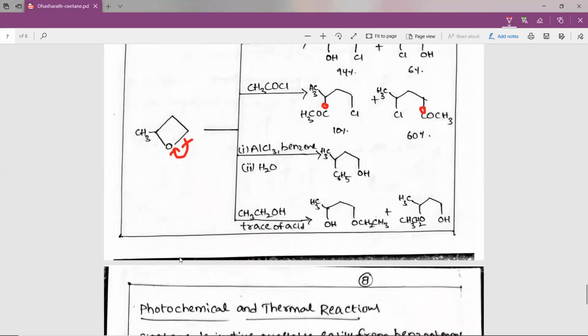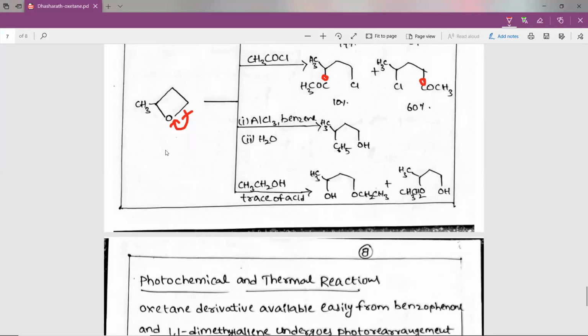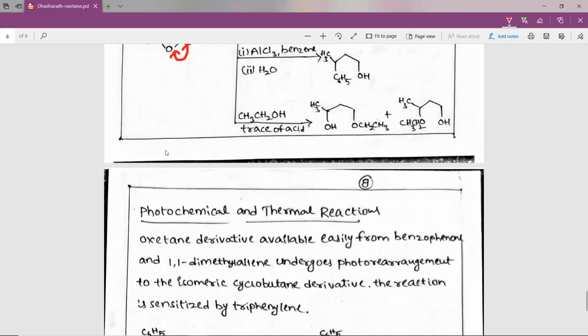Similarly, reaction with ethanol in presence of a trace of acid. Acid catalyzed ring opening by ethanol will also open this oxetane ring system to form a mixture of the two compounds. So the ring will be opened on this side or this side, but ring opening on this side is favored compared to this side. These are reactions with acid catalyst.